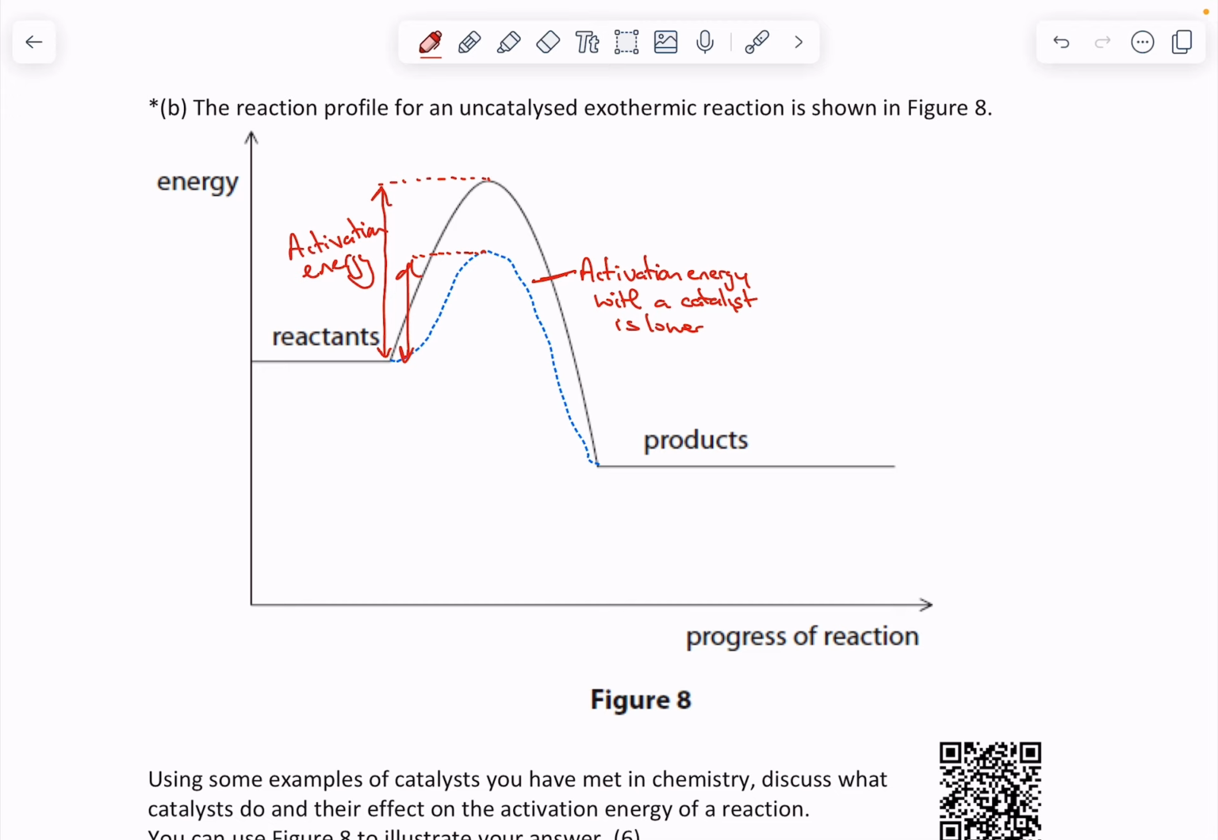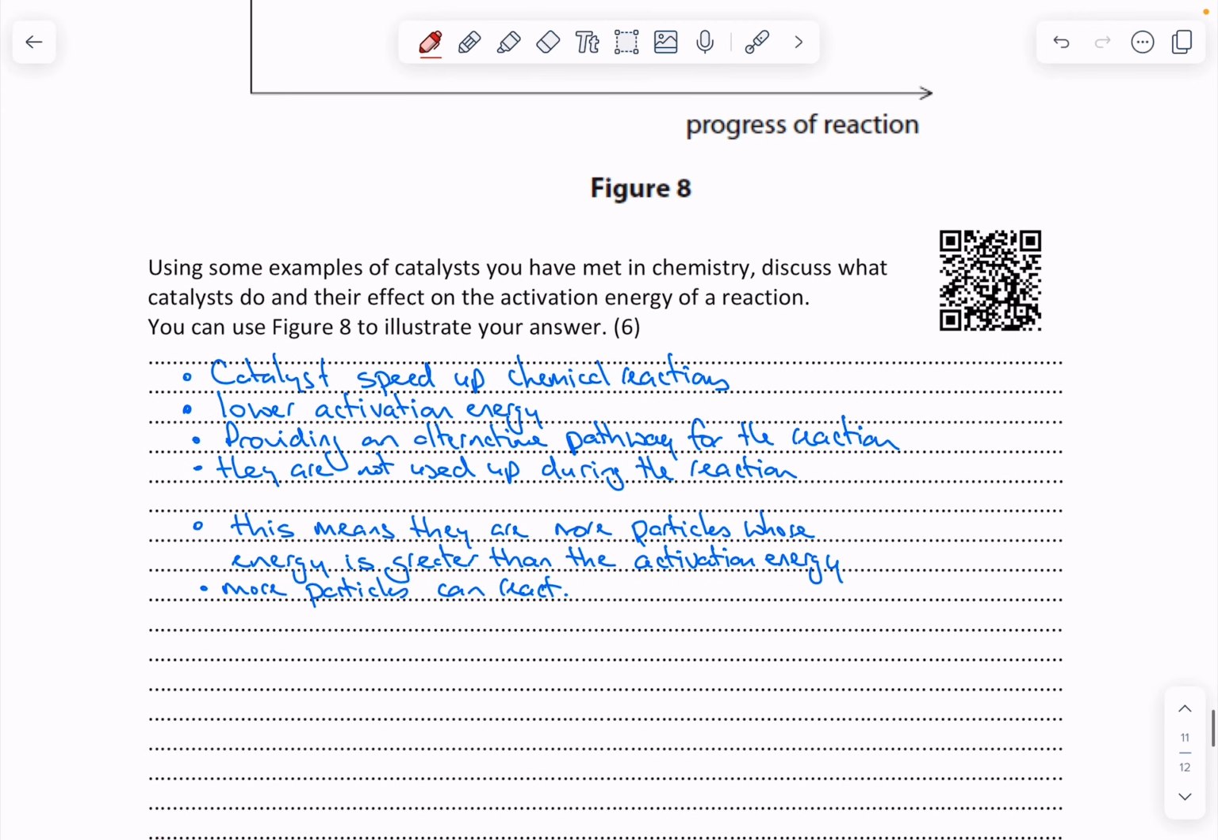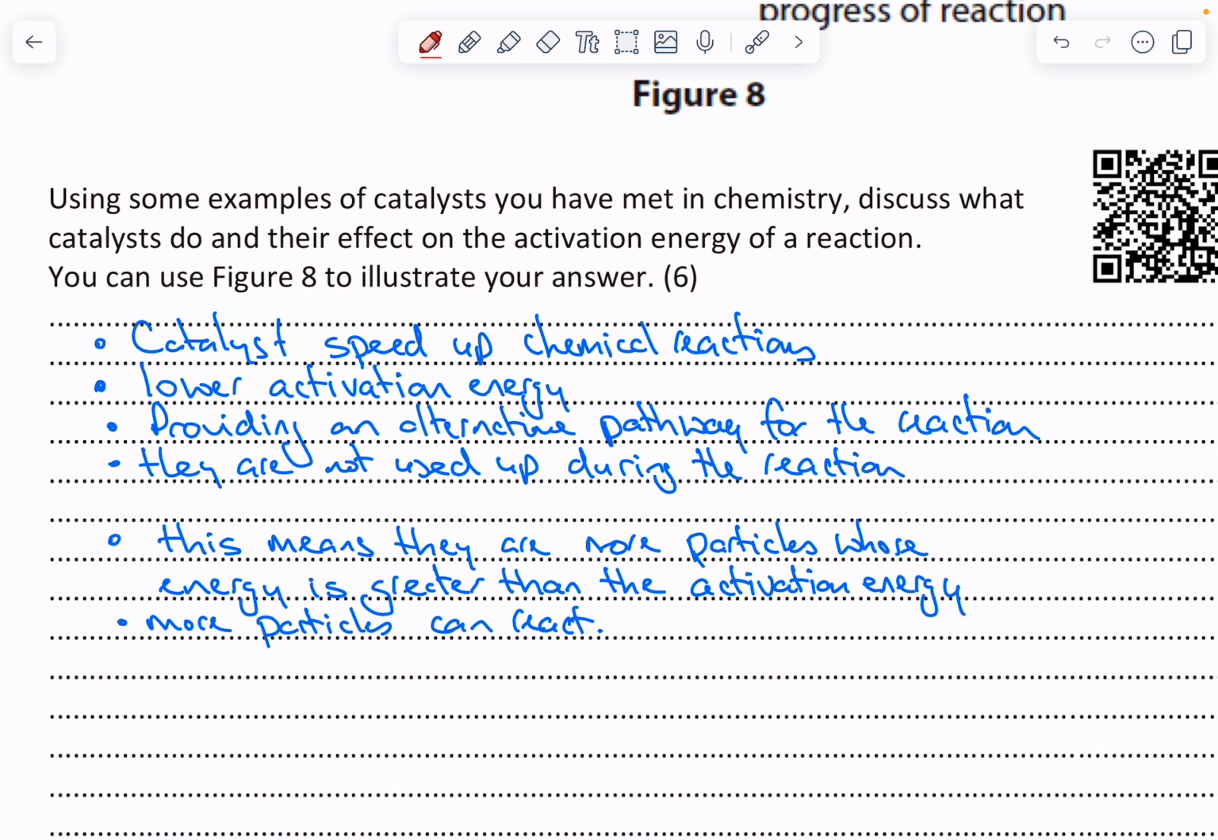So key points in our answer. We've illustrated, which is great, and we can reference that in here. I've said that catalysts speed up chemical reactions. They do this by lowering the activation energy. They provide an alternative pathway for the reaction, and they are not used up in the process. This means low activation energy, so I'll probably link that into here. This means that there are more particles whose energy is greater than the activation energy, and therefore there are more particles that can react.